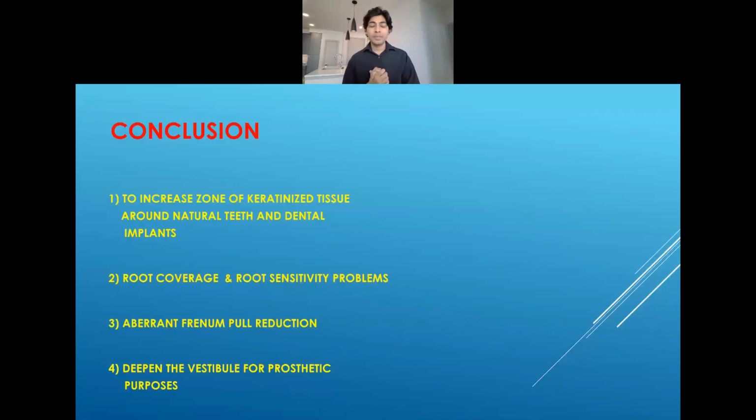So to conclude my presentation, the indications for free gingival grafts are as follows: to increase the zone of keratinized tissue around natural teeth and dental implants, root coverage and root sensitivity problems, aberrant frenum pull reduction, and the last one is to deepen the vestibule for prosthetic purposes.